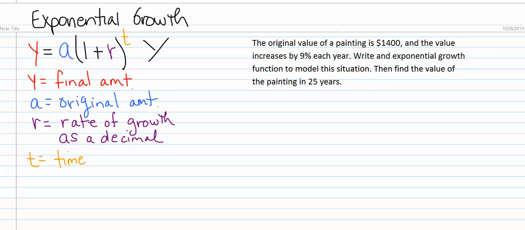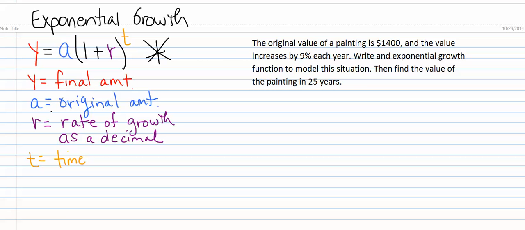Y equals A times the quantity, 1 plus R raised to the t power. When you raise something to a power, they will grow quickly if it is actually increasing. So you need to know what these variables all stand for. Y stands for the final amount, so the amount of something after its time frame of growth has ended. It could be a bank account. It could be the value of an item. It could be the amount of bacteria. It could be a variety of things that could grow.